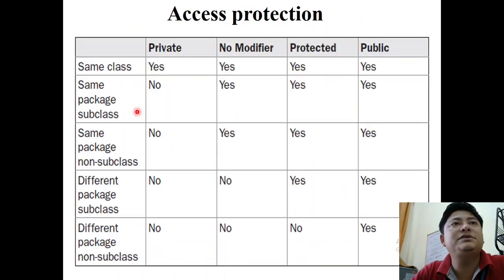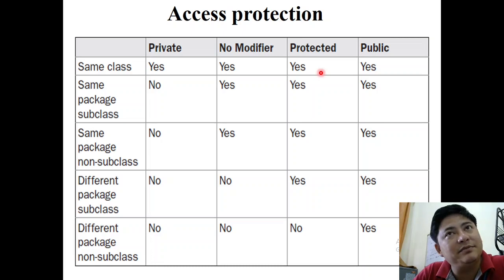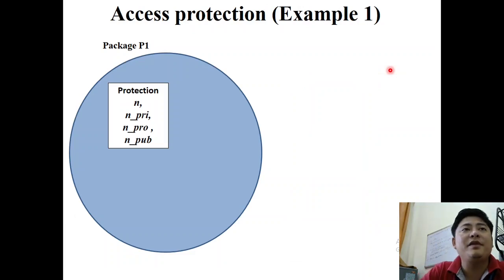So if a variable is declared as private, that is also accessible. If a variable is declared as default, that is also accessible. If a variable is declared as protected, that is also accessible. And if a variable is declared as public, that is also accessible. Now that is scenario number 1. Now let us talk about scenario number 2.